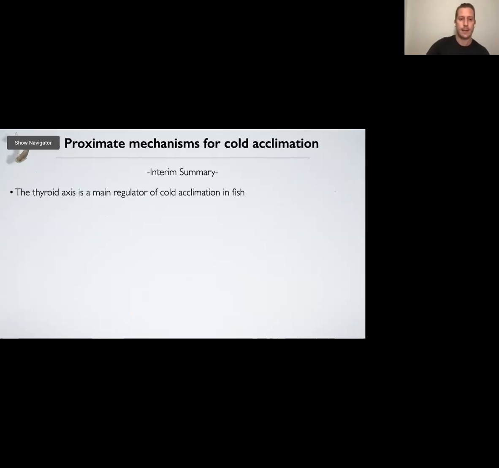So what was interesting here is that even though I showed that thyroid axis is a main regulator of cold acclimation in fish, when I actually measured thyroid hormones in these fish, it was pretty unexpected. I would have expected the cold acclimated fish to have higher levels of plasma thyroid hormones than the warm acclimated fish, but what we saw was the reverse. And that got me interested in specifically how thyroid hormone is regulated in these peripheral tissues.